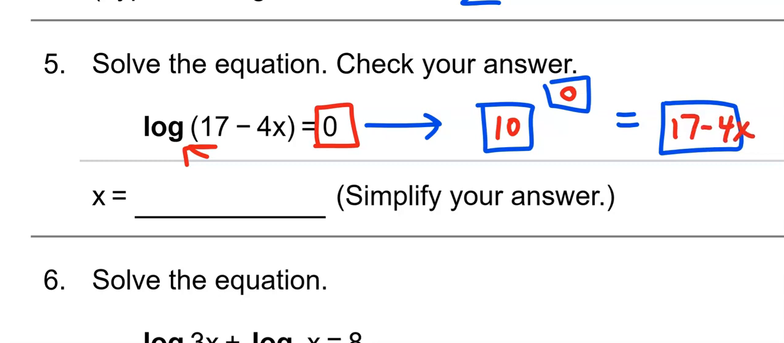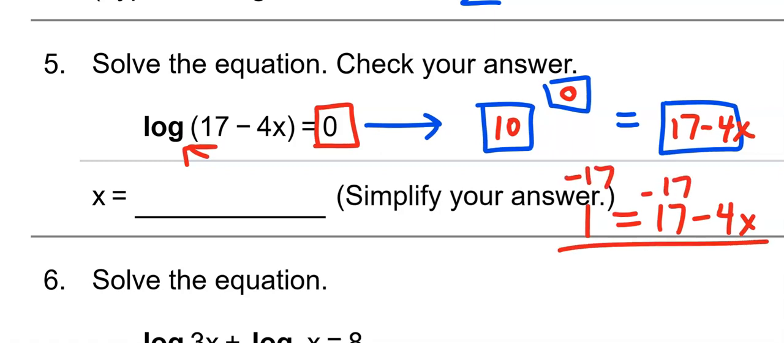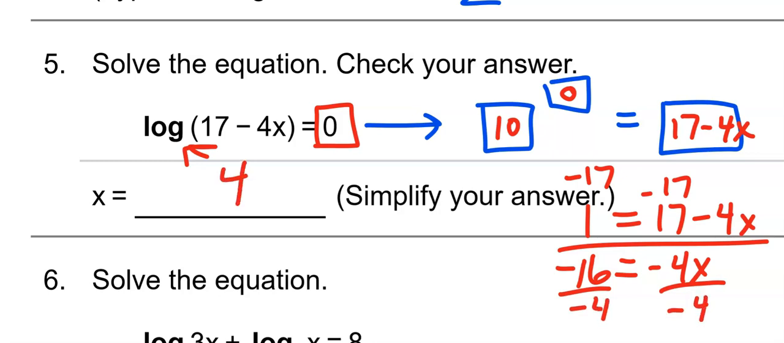Okay, so, what can we do with this? Well, 10 to the 0, that's a 1, right? That's nice. And then we can subtract 17 from both sides. That gives me negative 16 equals negative 4x. And hopefully you're going to think divide by negative 4. So we get an x value of 4.